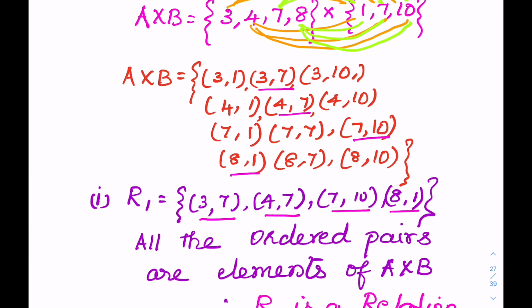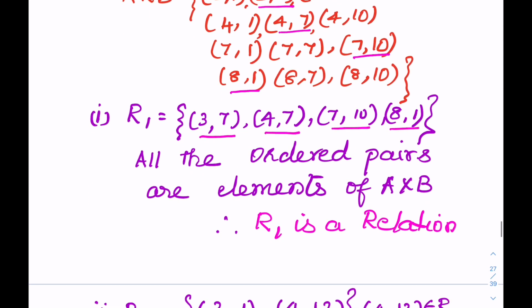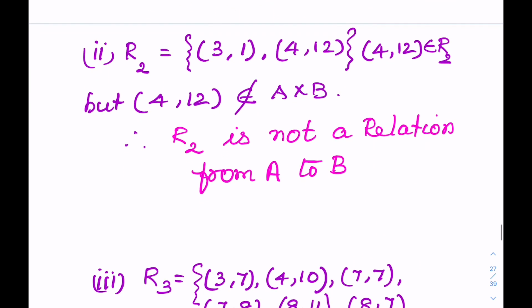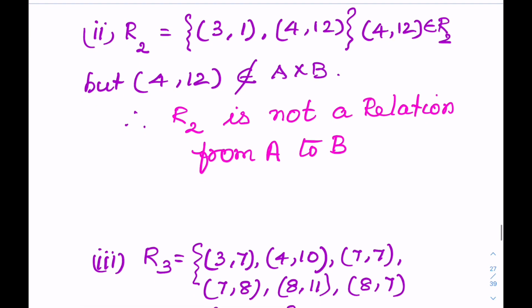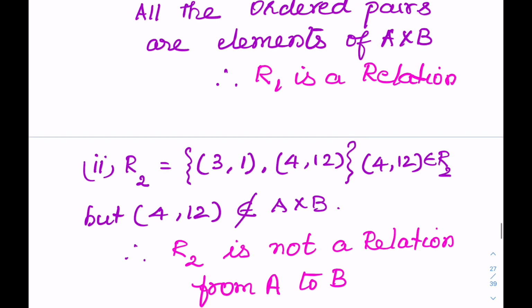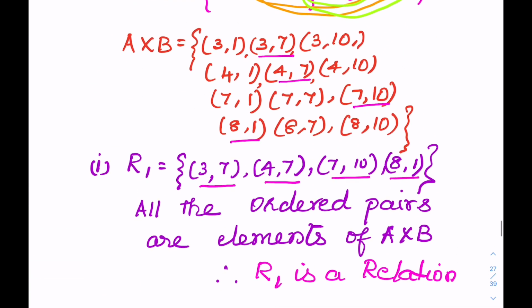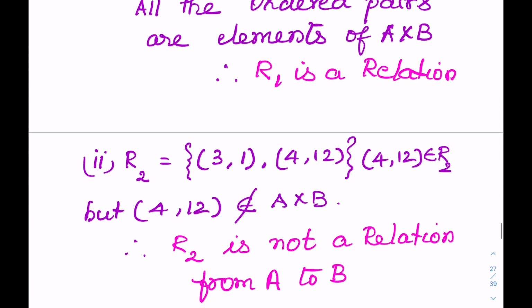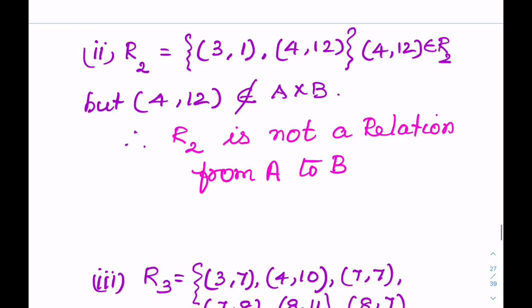So now we see that R1 is a subset of A cross B. That is, all the ordered pairs are elements of A cross B. Therefore, R1 is a relation. Now we have to go to the second subdivision R2. It is given with a set of ordered pairs (3, 1) and (4, 12). Now we see that (3, 1) is present in A cross B, whereas (4, 12) is not in our A cross B. Therefore, since (4, 12) is not an element of A cross B, we say R2 is not a relation from A to B.